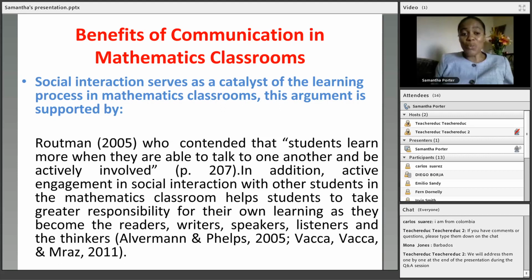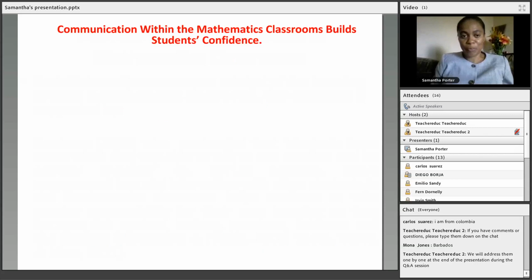This argument is well supported by Rothman 2005, who contended that students learn more when they are able to talk to one another and be actively involved. In addition, active engagement in social interaction with other students in the mathematics classroom helps students to take greater responsibility for their own learning as they become the readers, the writers, speakers, listeners, and the thinkers within our classrooms.